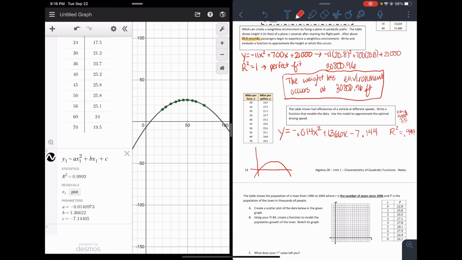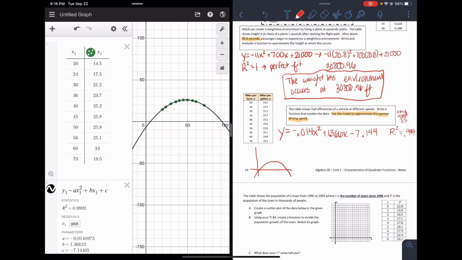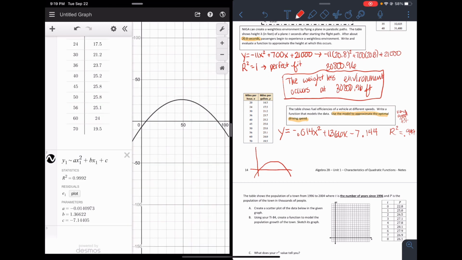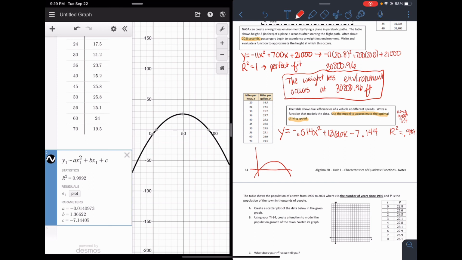So what we're looking for is the optimal driving speed. I mean, we want a speed that's going to maximize the miles per gallon I get, my fuel efficiency. Now, I'm going to turn my data points off for a second. You can do that just by tapping on the icon next to y1. Now I just see my curve. When I touch my curve, you'll notice that it highlights some key points that we've been talking about, right? It highlights the y-intercept, the x-intercepts, and the vertex.